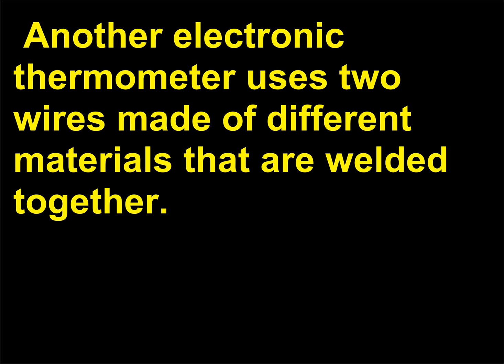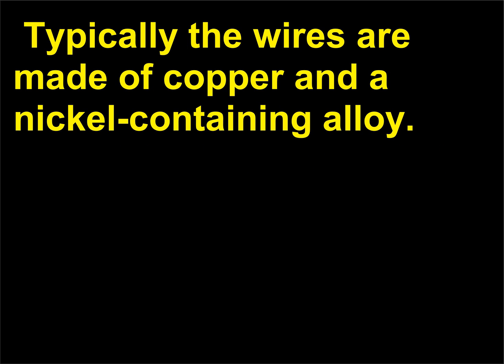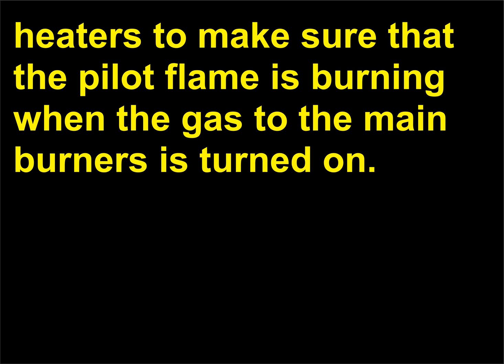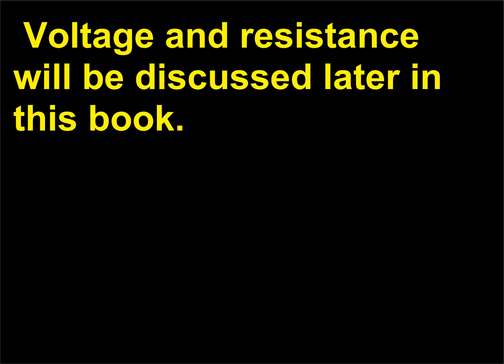Another electronic thermometer uses two wires made of different materials that are welded together. Typically the wires are made of copper and a nickel-containing alloy. This kind of thermometer is called a thermocouple and is often used in gas furnaces or water heaters to make sure that the pilot flame is burning when the gas to the main burners is turned on. Voltage and resistance will be discussed later in this book.